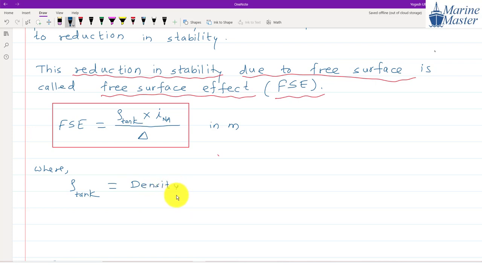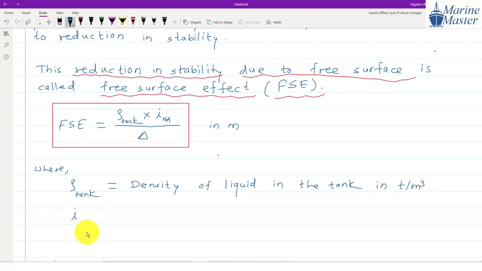in the tank. The liquid in the tank can be anything, guys. Water, oil, okay? Density of liquid in the tank, or any other fluid. Density of liquid in the tank in tons per meter cube, guys. Now this point is very, very important.